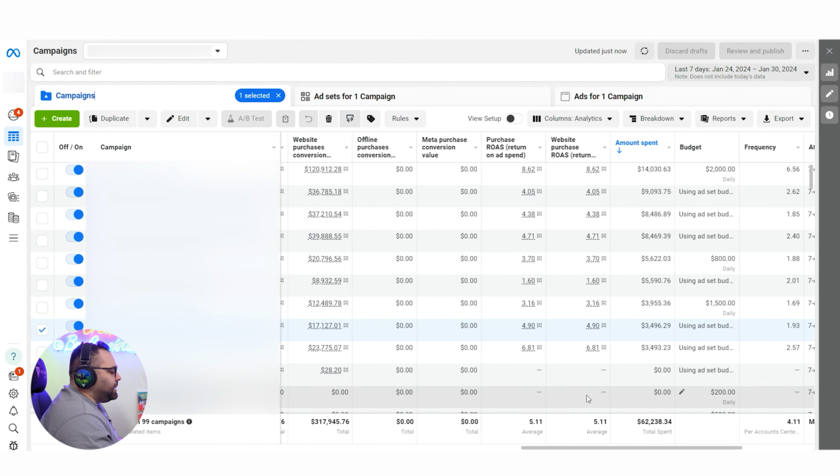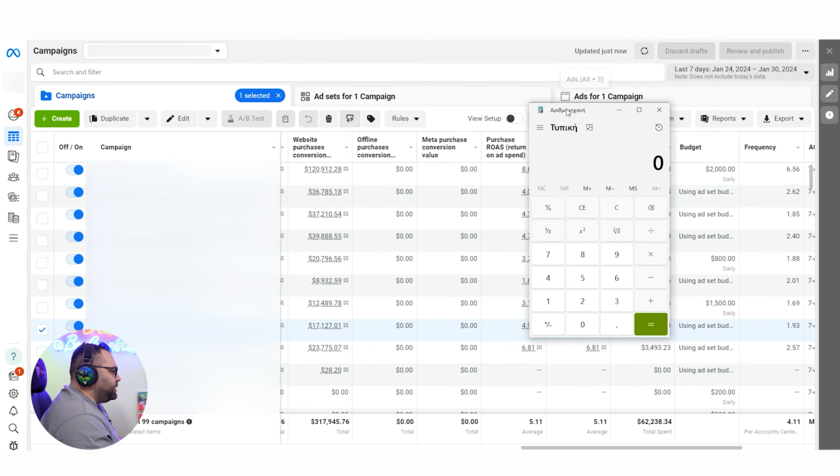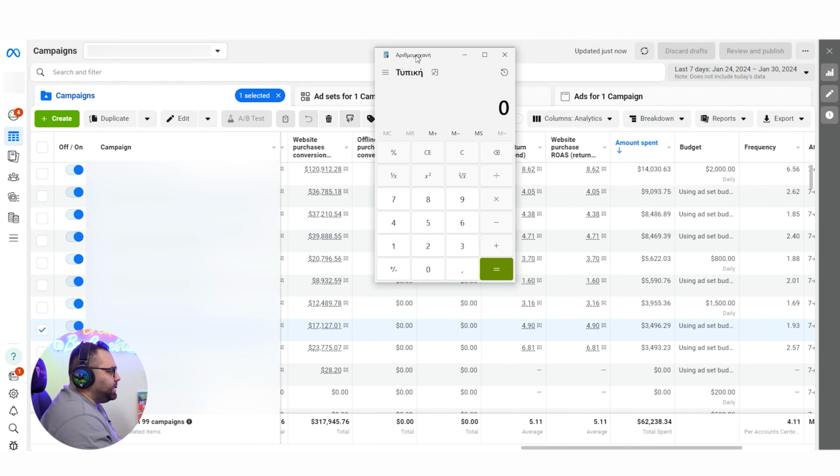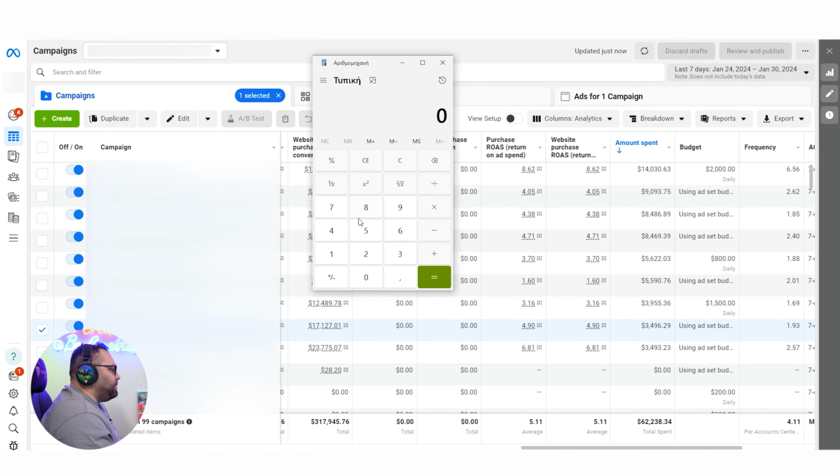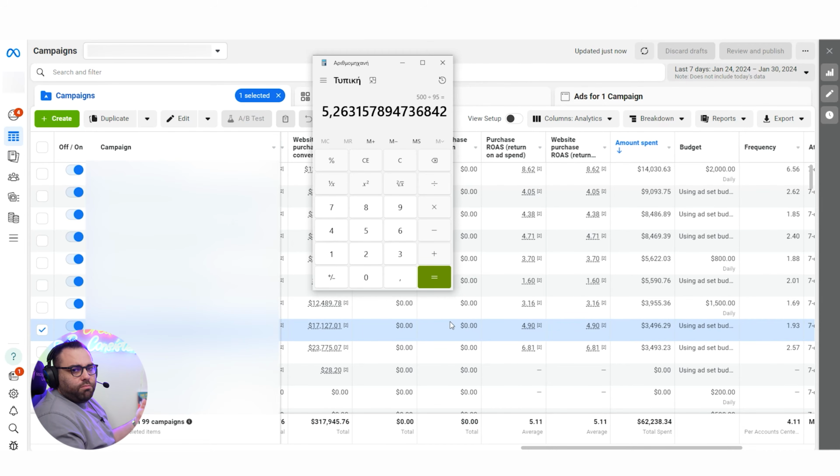So let's think a little bit about CBO, because that's the topic. In CBO over here, what I would do is that I would say, okay, my budget here, for example, let's say that my budget is 500. So 500 divided by 95, which is what I get in the last days, I'm getting 5.2. Perfect. I'm going to do a CBO campaign.